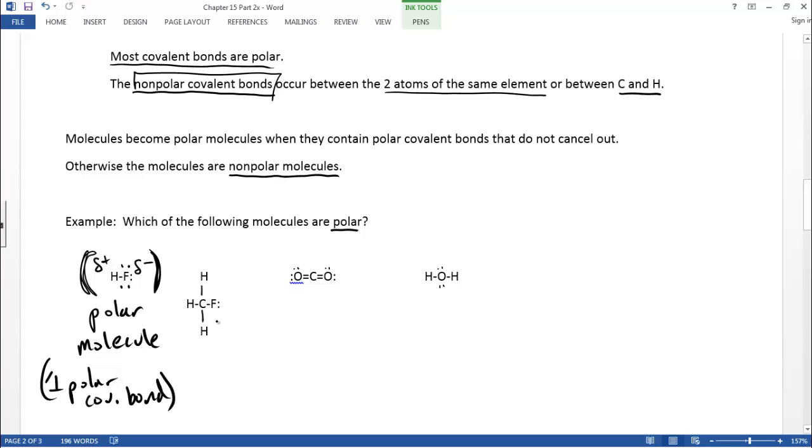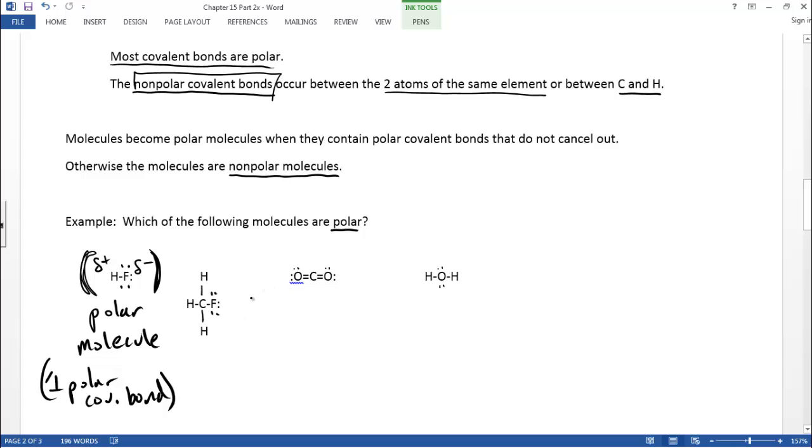Let's look at the next molecule. Now carbon is making 4 single bonds here. Hydrogen each makes 1 bond. Fluorine makes 1 bond. And get the right Lewis dot structure here. Fluorine and carbon each have an octet of electrons. Good Lewis dot structure. Hydrogen has a pair of electrons each.